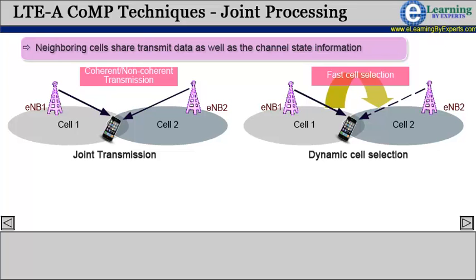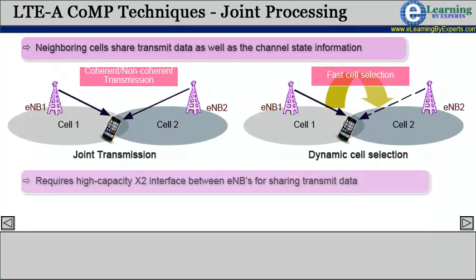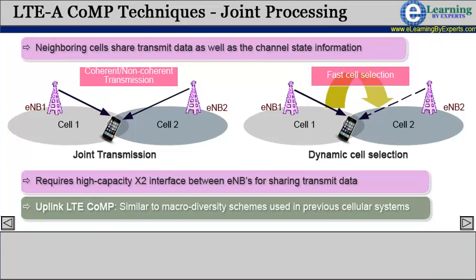Joint processing generally requires a high-capacity X2 interface between eNBs for sharing transmit data, and thus can cause excessive backhaul overhead and latency. For the uplink, LTE CoMP, coordinated multipoint, requires the application of the relevant signal processing within the receiver. It is very similar in concept and application to the macro diversity schemes used in previous cellular systems. The concepts of this are well established.